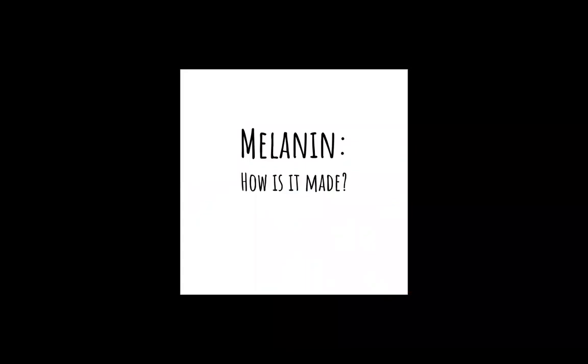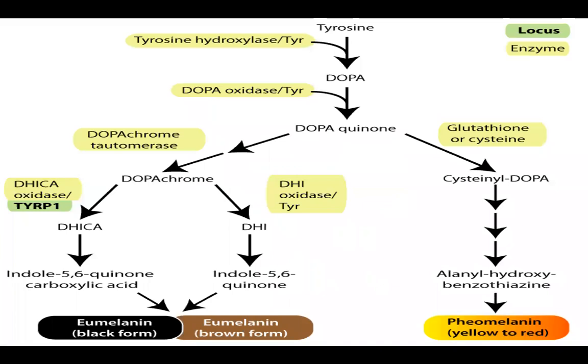Melanin. How is it made? The amino acid tyrosine is used for the making of melanin. This amino acid reacts with the enzyme called tyrosinase. This produces a product called dopa or L-dopa. Then L-dopa reacts with tyrosinase, making 3,4-dopa. This is where things can spice up.